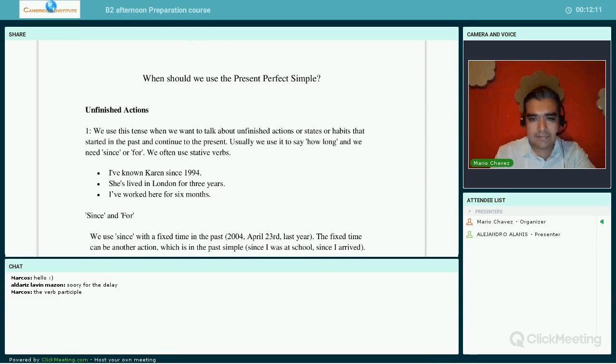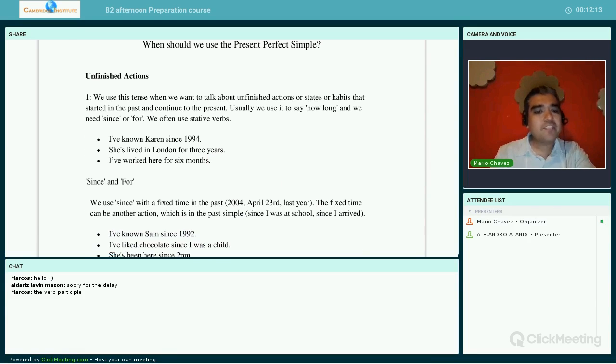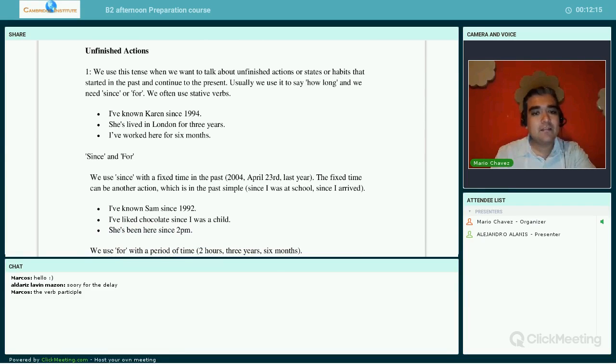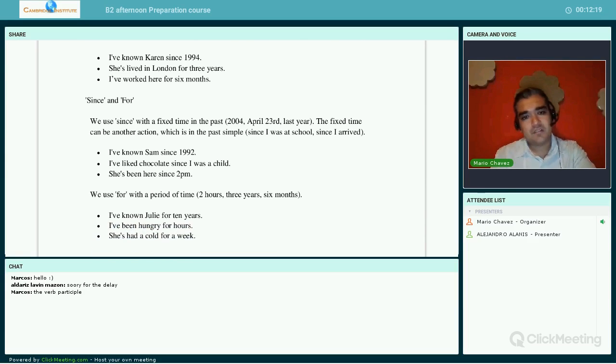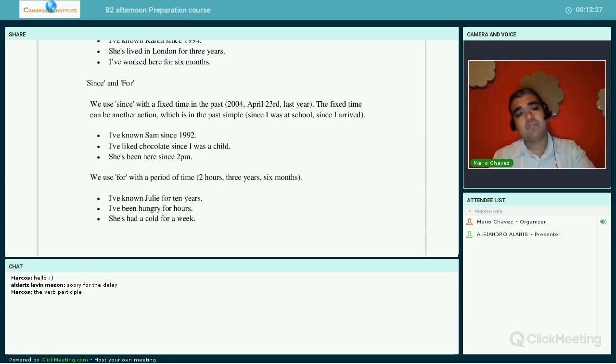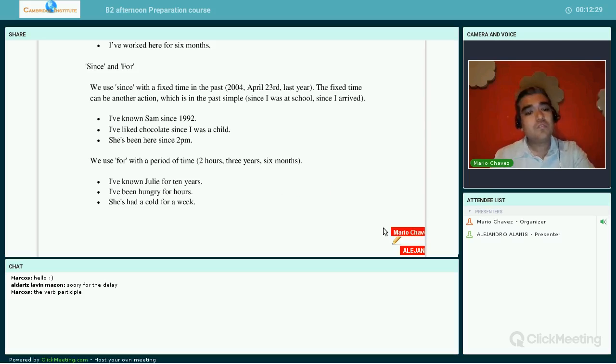Here we have since and for. So we are right here. It says since and for. We use since for fixed times in the past, 2004, April 23rd, last year. The fixed time can be another action, which is in the past simple. Since I was at school, since I arrived. We've known Sam since 1992. I've liked chocolate since I was a child. She's been here since 2 p.m.